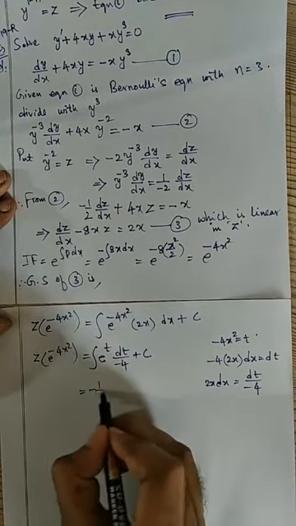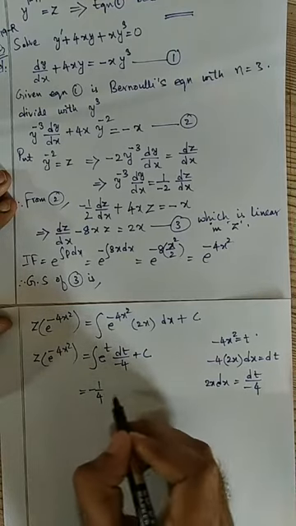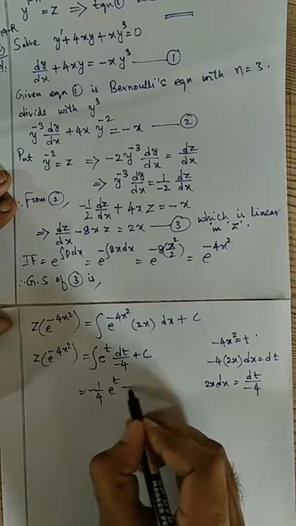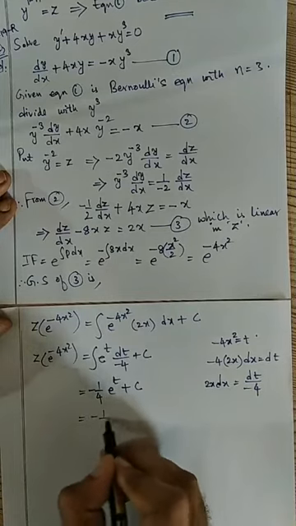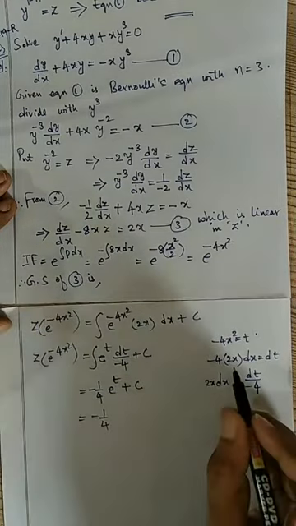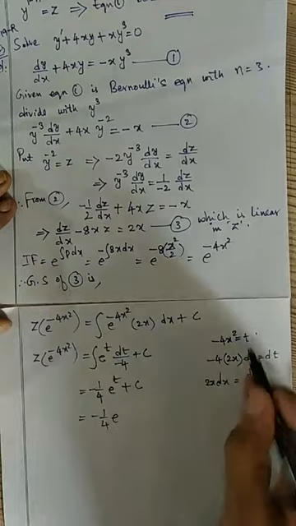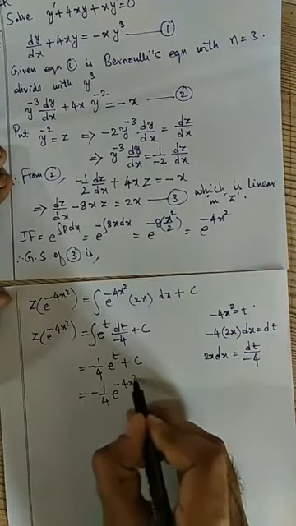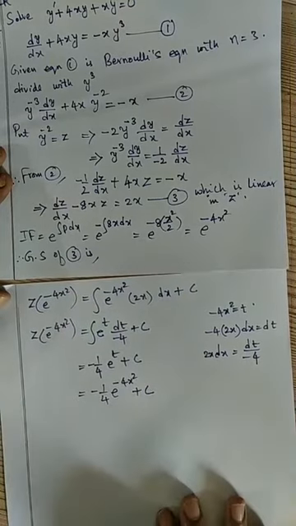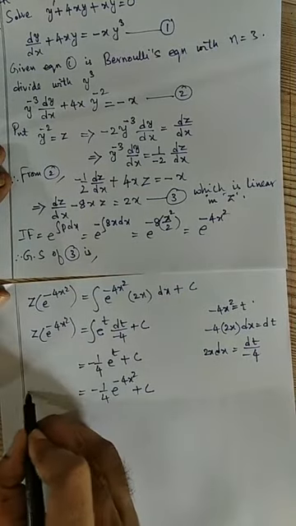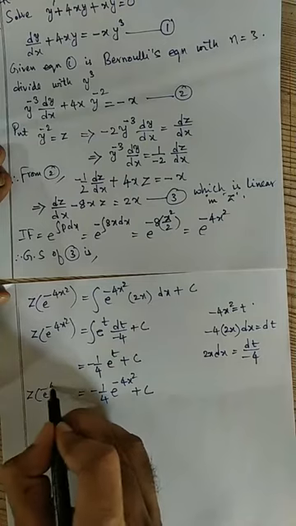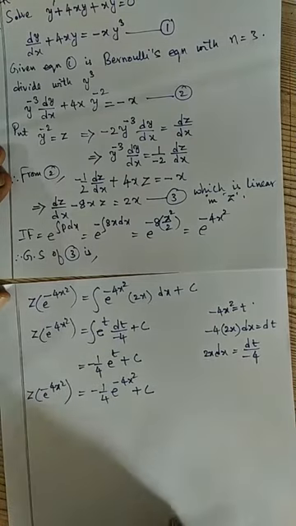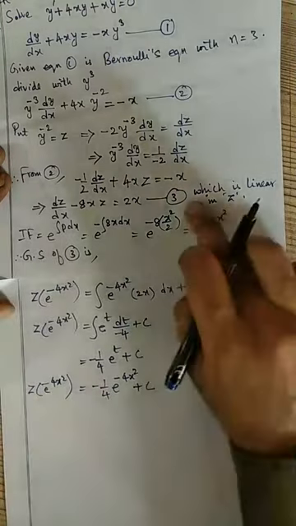So minus 1 by 4 will be common. Integration of e power t is e power t plus c. Minus 1 by 4 e power t. E power, what is t? t is minus 4x square, plus c. And left hand side, z into e power minus 4x square. This is the general solution of equation 3.